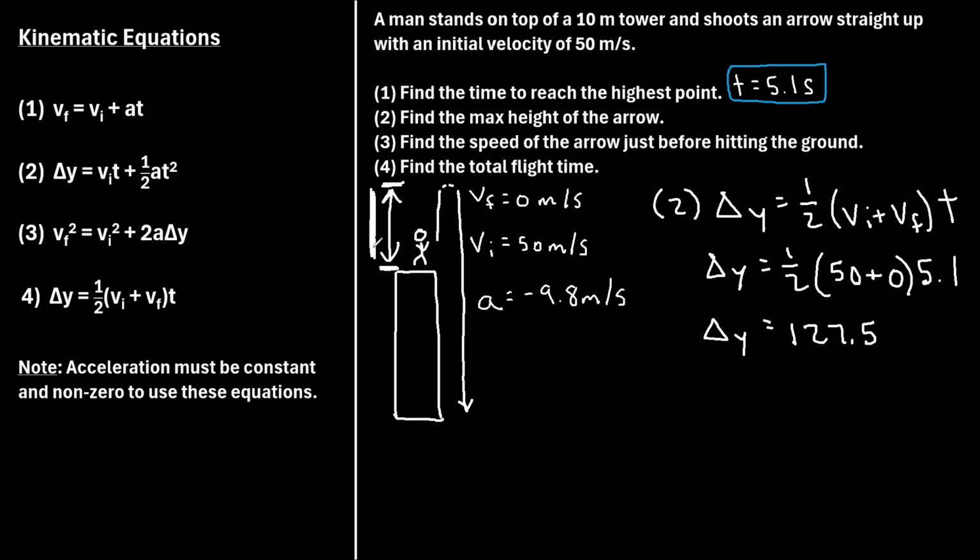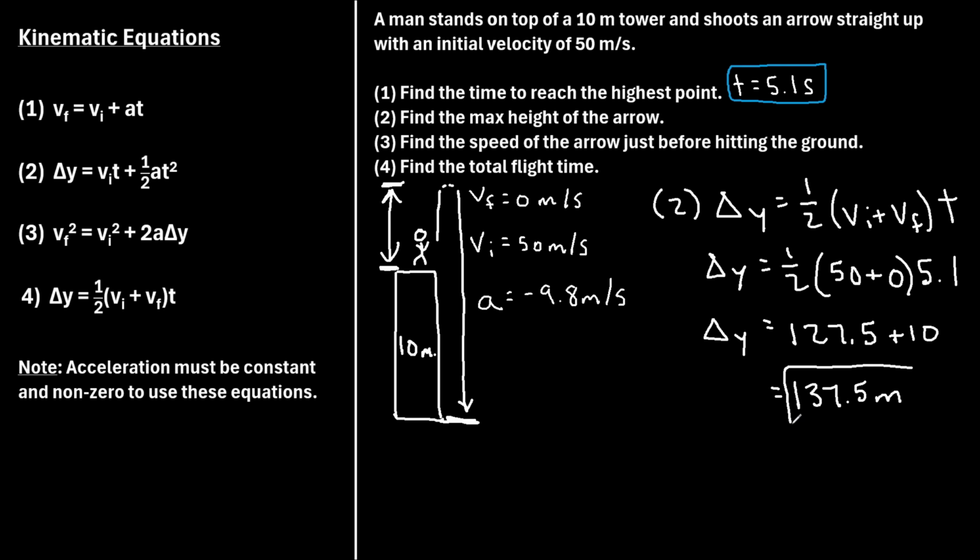So 127.5 meters is this displacement right here, but we also have to add the 10 meters right here, which is the height of the tower. So if we're talking about the max height, we want to know the max height from the ground. So we'll do 127.5 plus 10. So our final answer is going to be 137.5 meters.